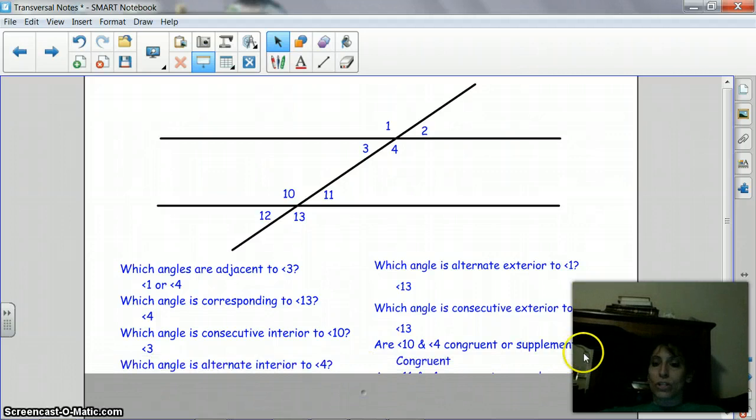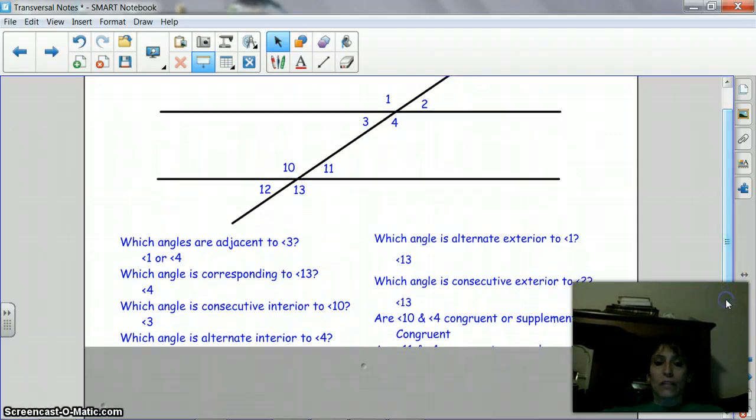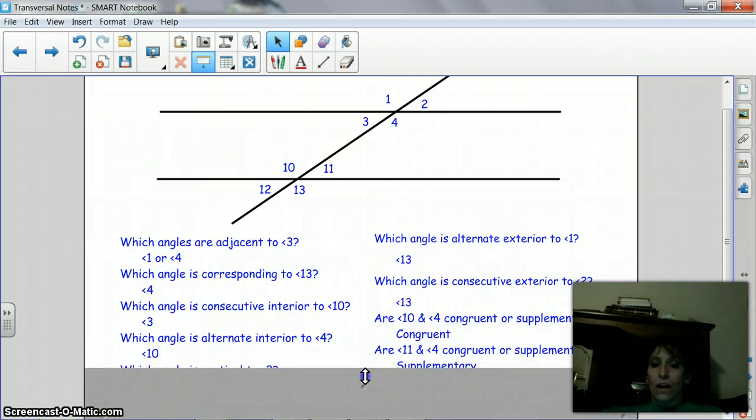Alright, the next question. Let me scoot up just a little bit. The next question says, which angle is alternate interior to angle 4? Well, alternate means on the opposite side, and interior means on the inside. So the alternate interior for 4 would be 10.